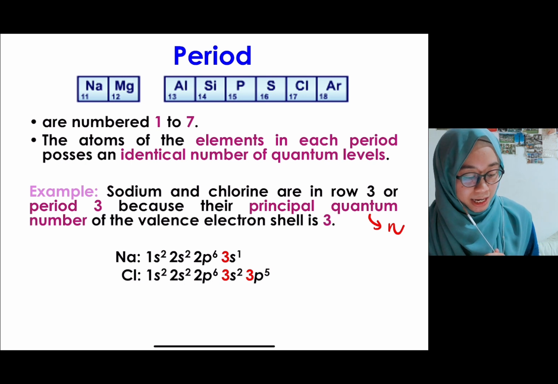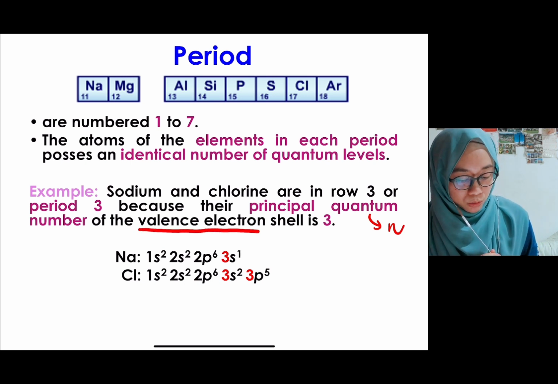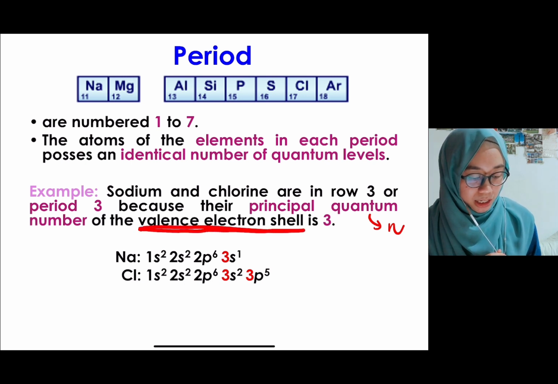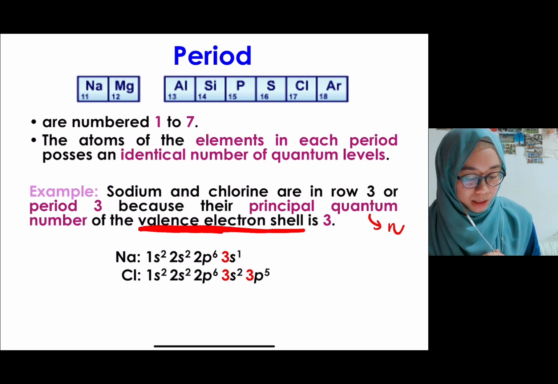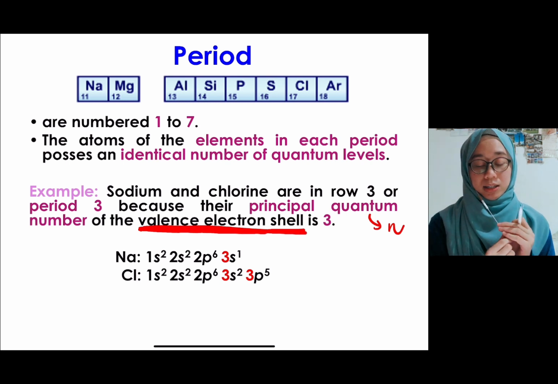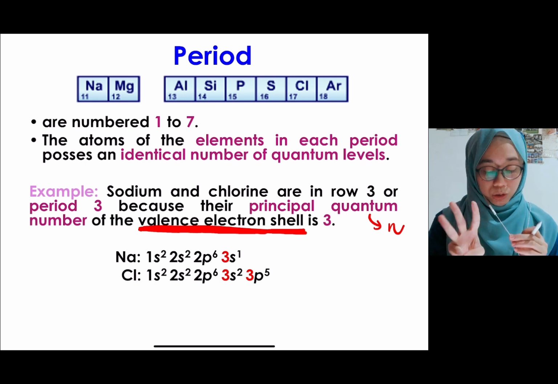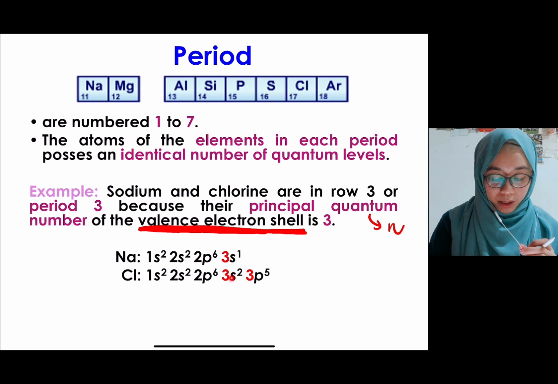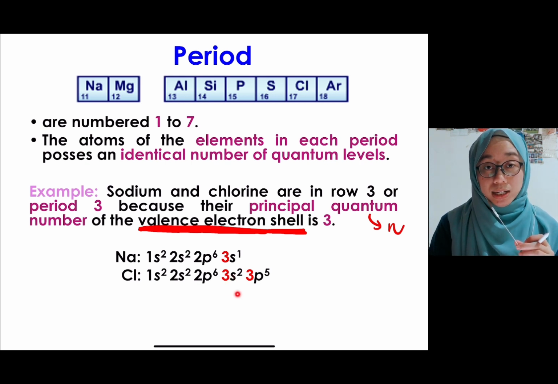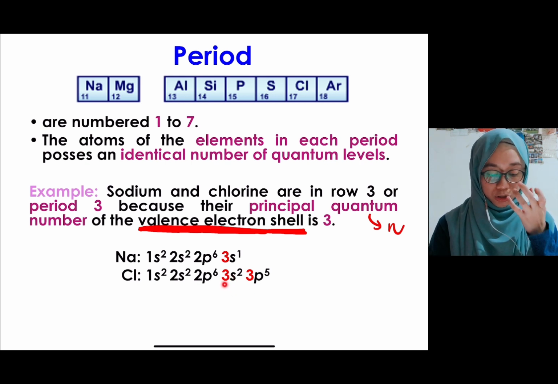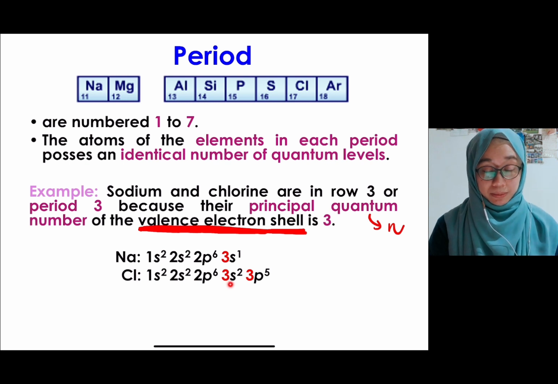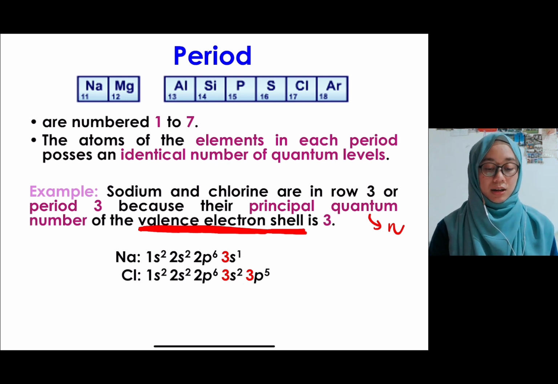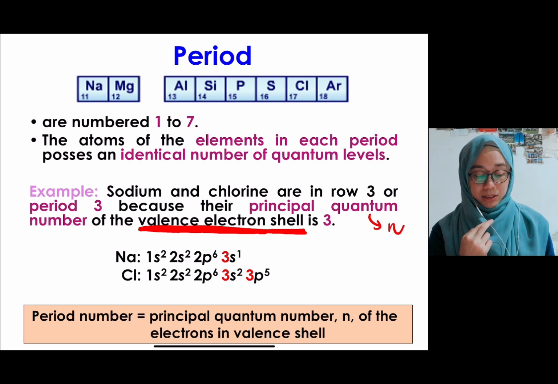dia tu, valence shell, valence electron shell ni bermaksud the outermost shell. Okay, shell yang paling luar ataupun orbital yang paling luar. In this case adalah n equals to 3. So macam Na, sodium kita pun ada 3, kita punya Cl pun ada 3 juga di hujung dia. Last kali dia kita punya elektron memenuhi shell 3. Okay, ataupun n equals to 3. Therefore, period number is basically the principal quantum number of the electron in valence shell.